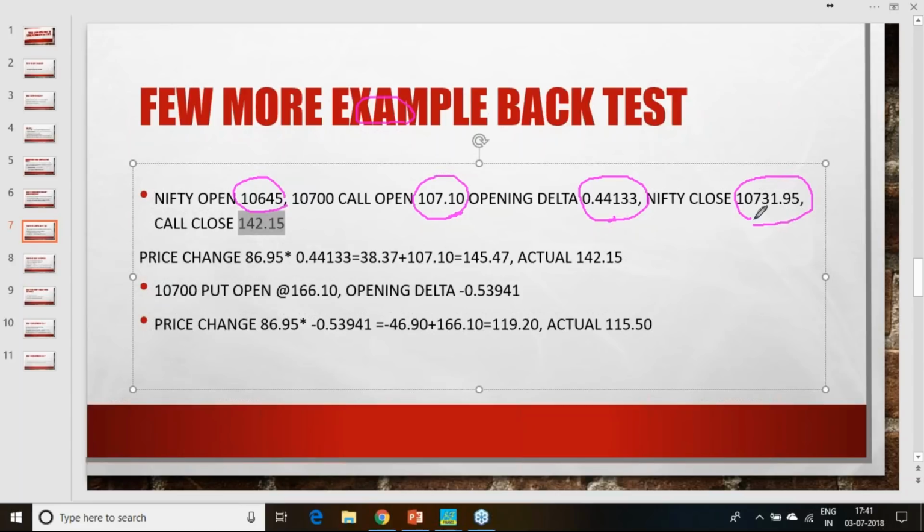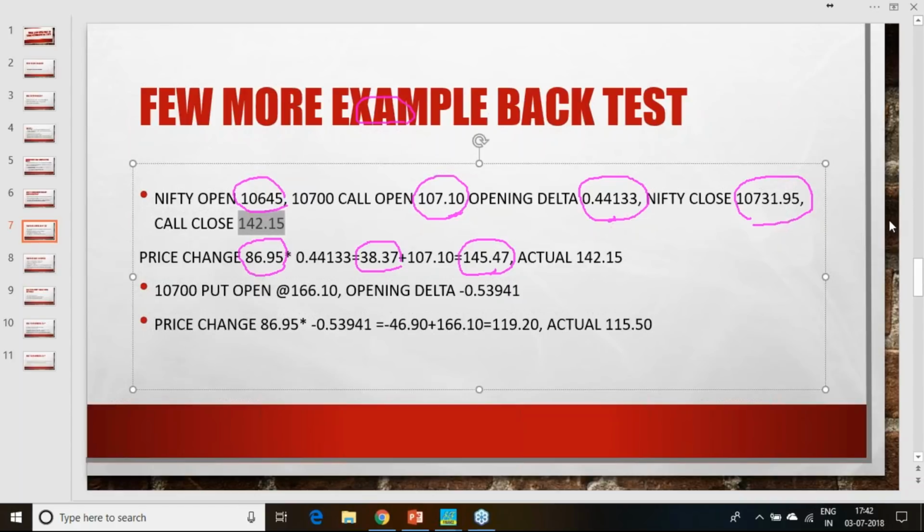So by day end, Nifty is closing at 10,731.95. How many points has it moved from opening to closing? If you subtract 10,732 minus 10,645, you get 86.95. I am multiplying that with the delta I calculated based on the morning data. It gives me 38.37. I am adding that to the 107. I am getting 145 rupees and 47 paisa. This is what I have calculated as per the delta.